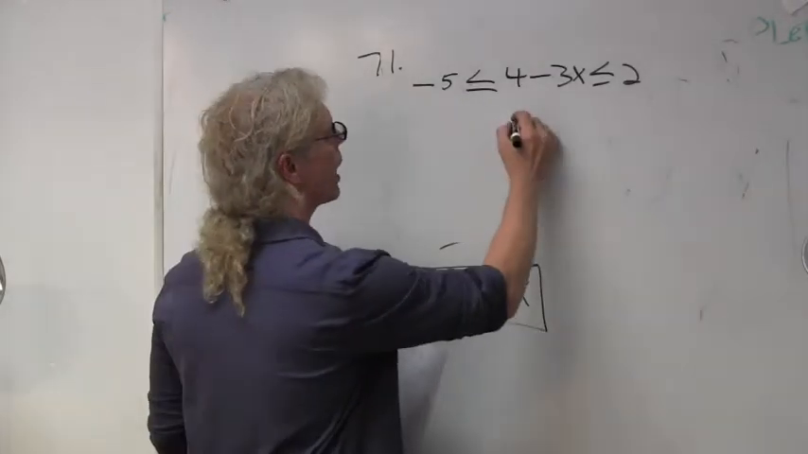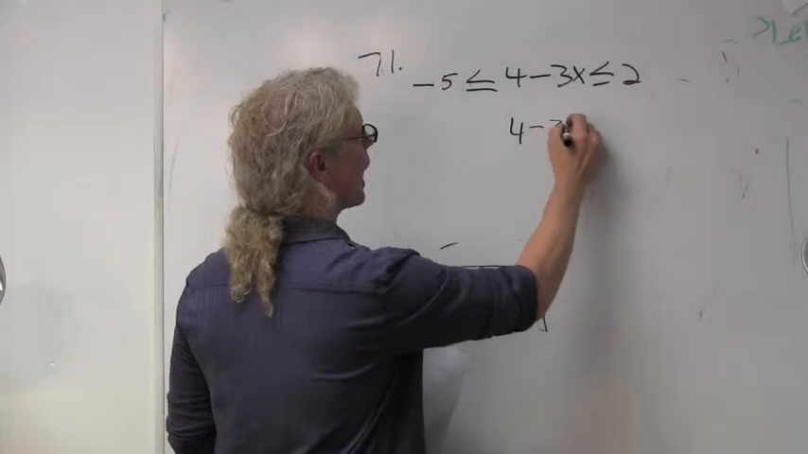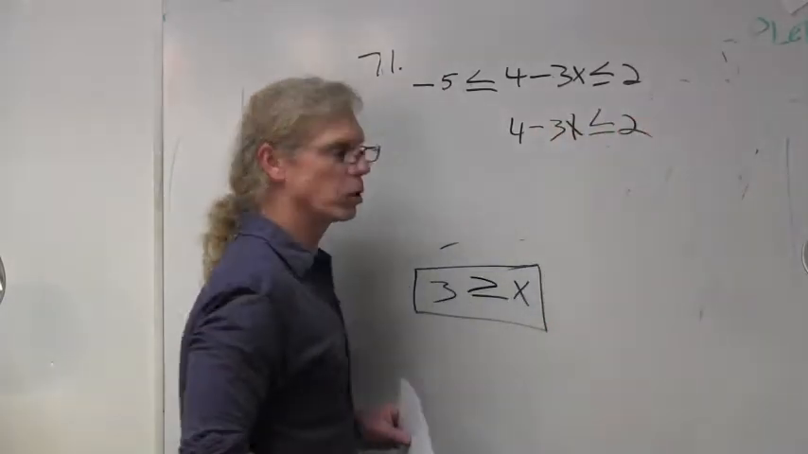Moving over to the right side, 4 minus 3x is less than or equal to 2.